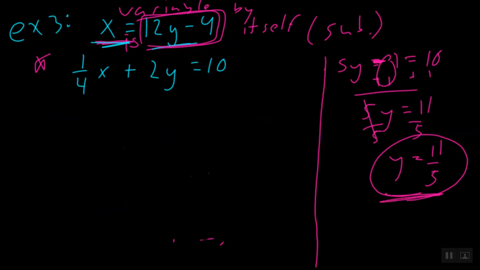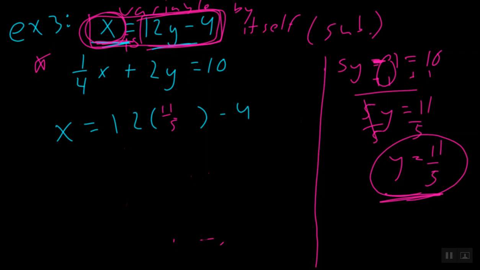Okay, so we know that y is equal to 11 over 5, and we want to find x. Well, since x is all by itself right here, let's go ahead and use this formula. We can say x equals 12y minus 4. And notice our y value is this 11 over 5. Well, of course, we can turn this into 12 over 1. And we can say, you know what, x is equal to top times top. Let's see, 12 times 11 should be 132 over 5 minus 4.